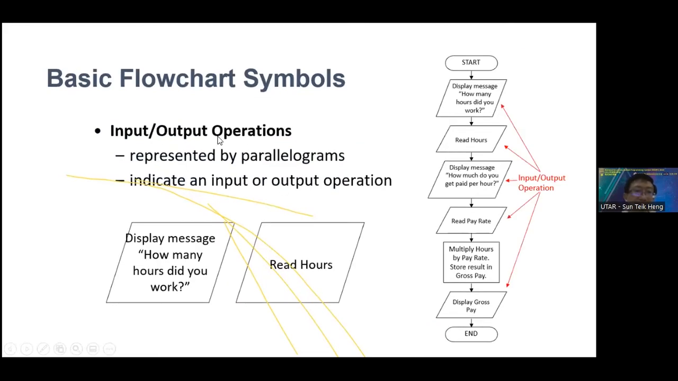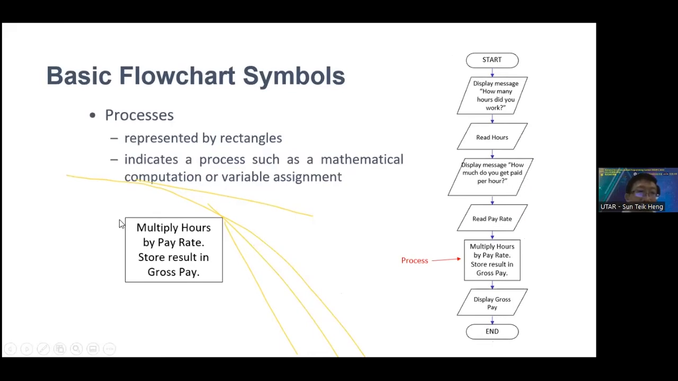For the input-output operations, this is represented by the parallelogram symbol, this type of symbol here, that will indicate the input or output operations, for example displaying some messages or getting some input from the users. And the rectangles are the process symbols, used to do some processing, for example arithmetic computations, like what you have seen just now. We actually computed the gross pay. So this is a process, a mathematical computation, so we use the rectangle symbol.